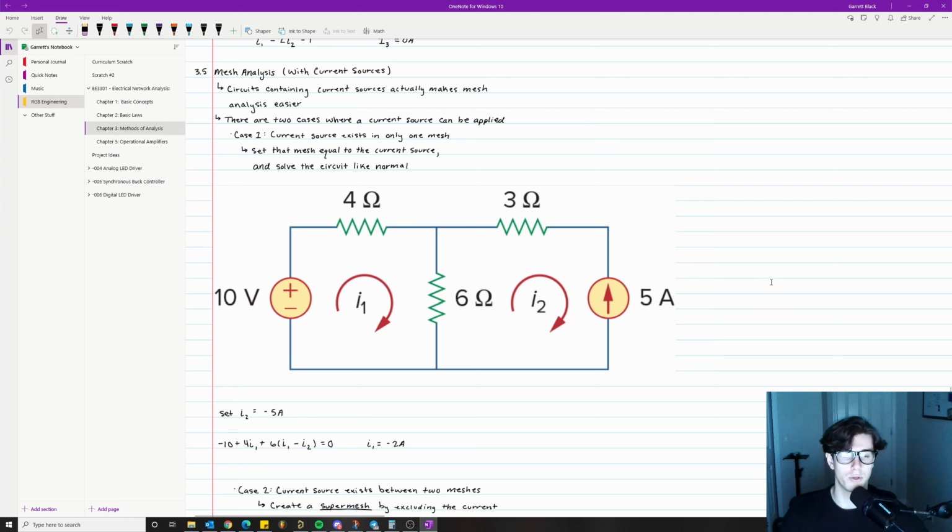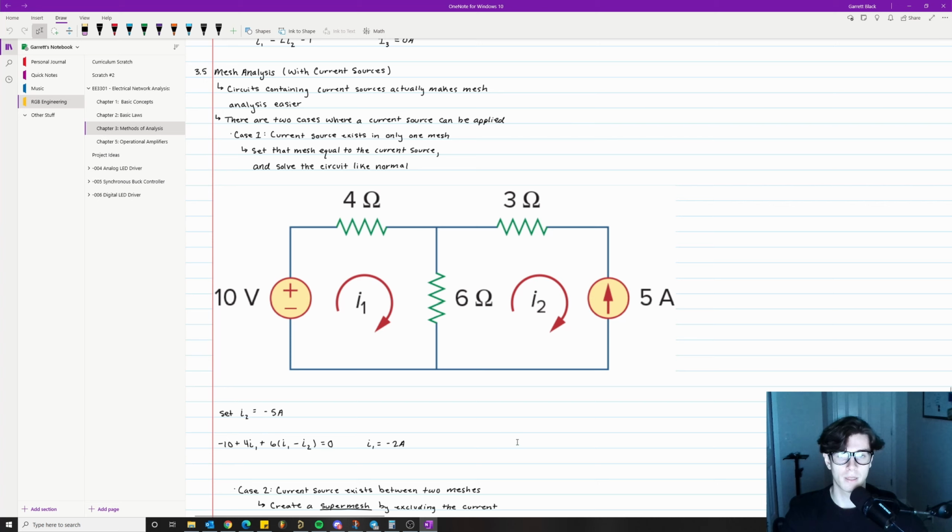Okay. So again, I'm going to repeat this. This should be a theme with nodal mesh analysis. It does not matter the directionality assumptions you make. As long as you set your equations up right, as long as you do the math right, you're going to be okay. I2, mesh I2 is equal to negative 5 amps.